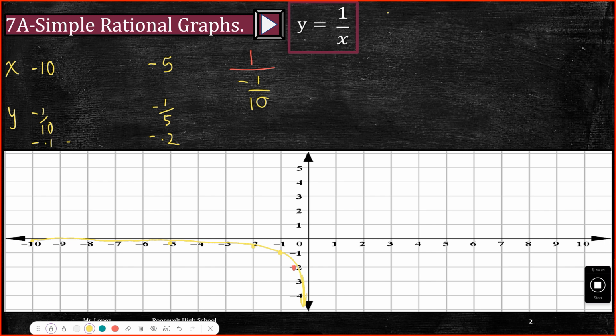And if you do the same thing here on the right side, say I put 1, because if x is 1, that'll be 1 divided by 1, it'll be 1. It'll be up here at the top. And if I plug in x is 2, it'll be 1/2. If I plug in 5, it'll be 1/5. And then it'll be 1/10. So this time it's going to go like this.